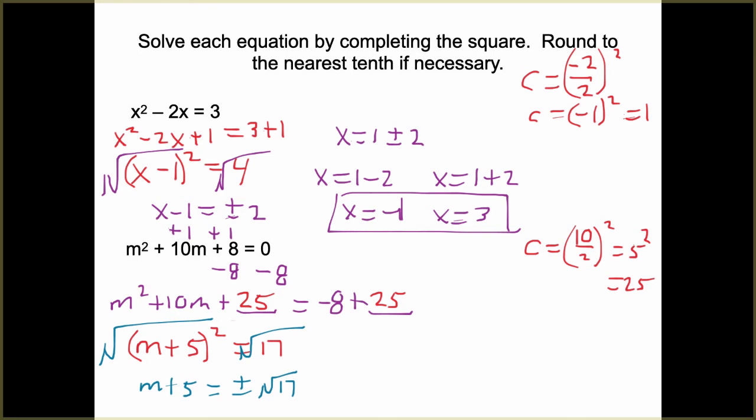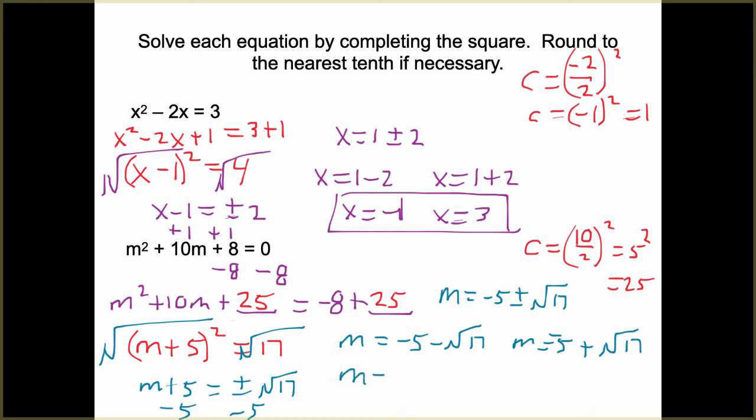This leads to two equations. We're going to subtract 5 from both sides first, though. So we get m equals -5 plus or minus the square root of 17. Now we have our two equations. M is -5 minus the square root of 17. M is -5 plus the square root of 17.